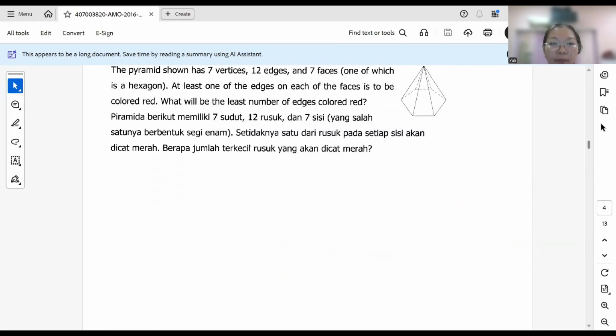Number 8. The pyramid shows blah, blah, blah. At least one of the edges on each of the faces is to be colored red. So we just draw. If we color this red, that means the upper triangle doesn't need any more color. We go to the next side. I will draw a line along this.